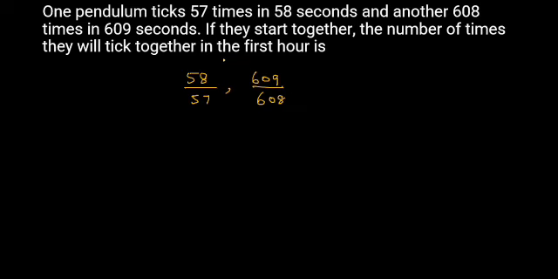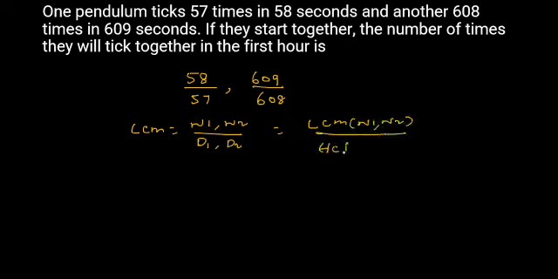Now we have to take the LCM of these fractions. When we take the LCM of fractions, with numerator 1, numerator 2, and denominator 1, denominator 2, what is the formula? It is the LCM of numerator 1 and numerator 2, divided by the HCF of denominator 1 and denominator 2. So this is the concept here. Now what are the numerators here? 58 and 609.